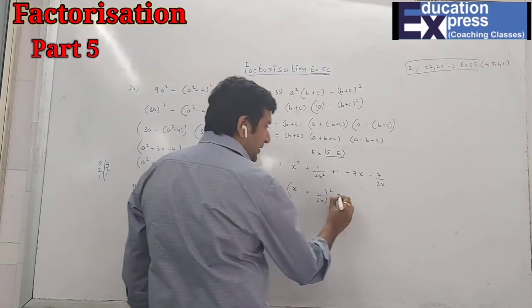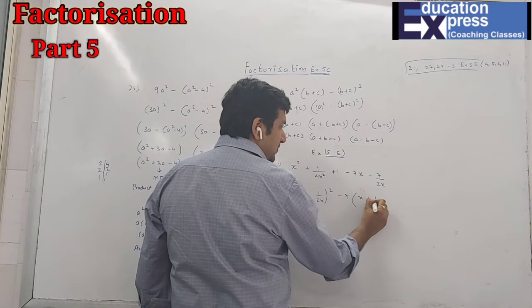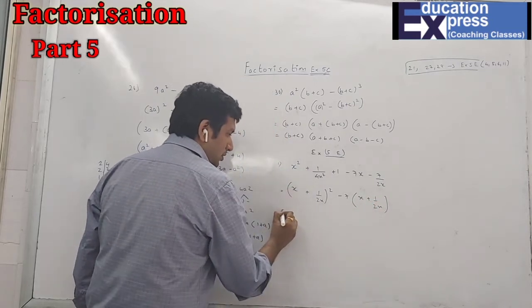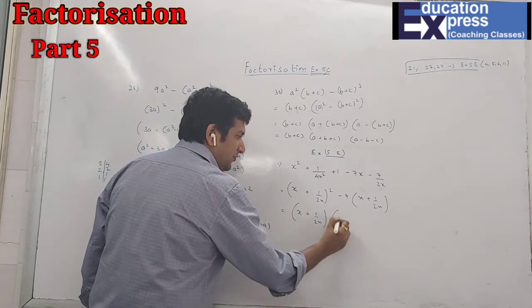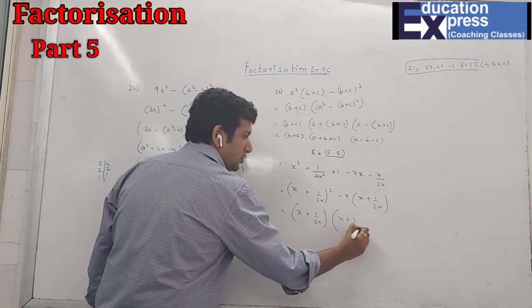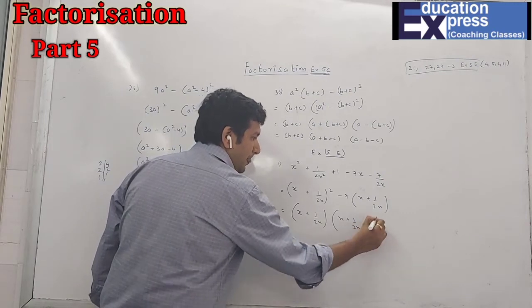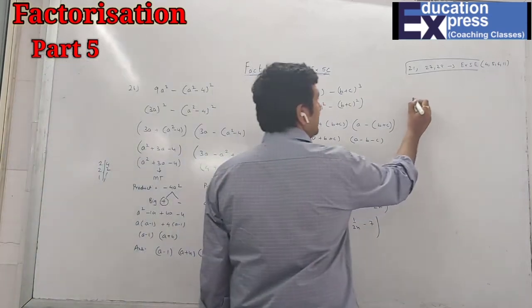And here I can take minus 7 as common. If I take minus 7 common, I will change the sign. So x plus 1 upon 2x. Now what is common? x plus 1 upon 2x is common. What is left? x plus 1 upon 2x minus 7. Done. Same to same, question number 2.